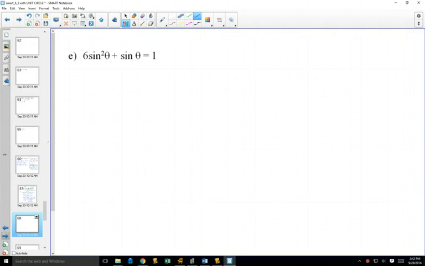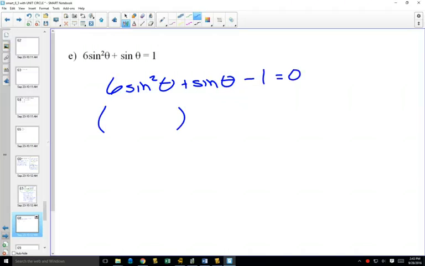All right, part E. This one is a harder one to factor quickly. First of all, we need to make it equal to 0. We are going to factor this one quickly, but it's harder to factor quickly because when we look at our first one, which is 6 sine squared, there's more than one possibility. It could be 1 and 6 or 3 and 2.